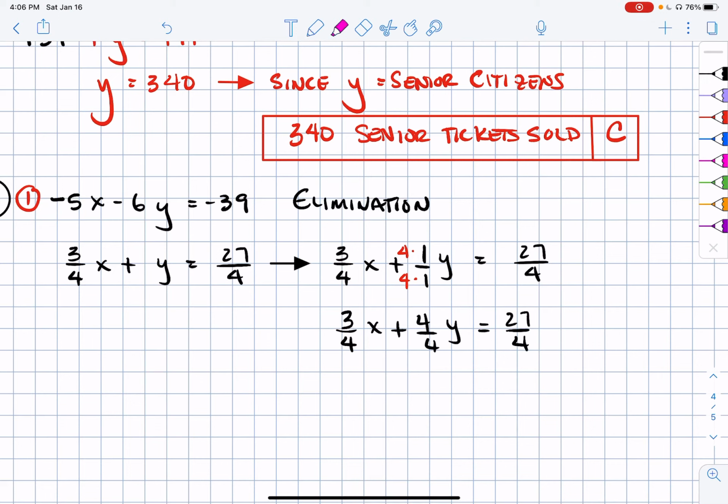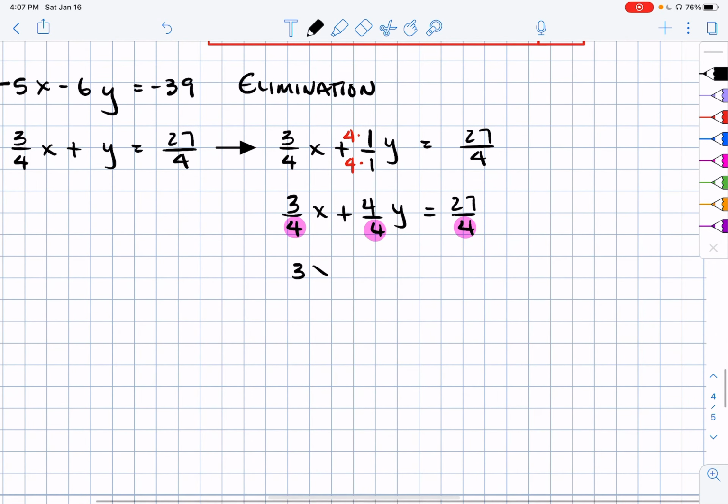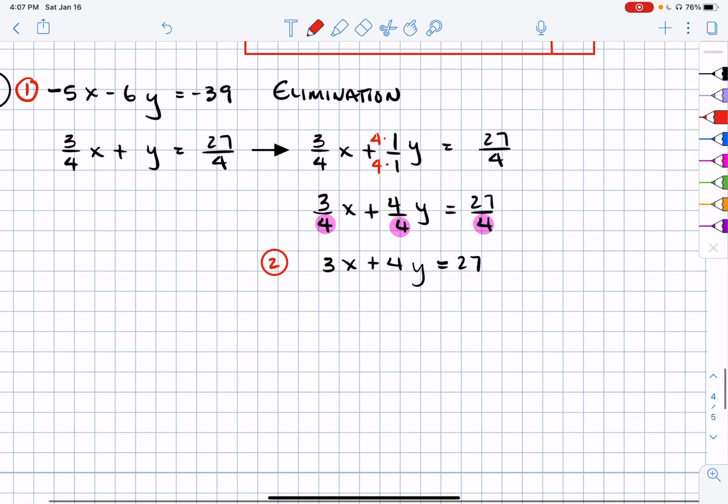All right. Now, since my denominator is exactly the same, that means I now have the equation 3x plus 4y equals 27. And that would be the equation, oops, not the first equation, but equation 2. So that's my equation 2. So there's my equation 1, there's my equation 2.